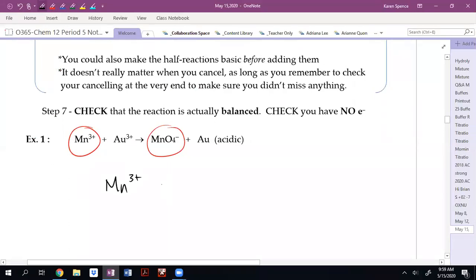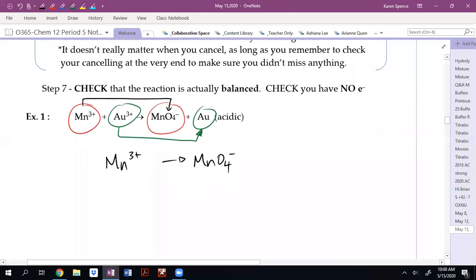Mn3+ must be turning into MnO4-. It's as simple as that. You just look and you say, these both contain Mn. That must be one half reaction. My other half reaction has to be the gold half reaction. I'm not going to have gold turning into manganese. That's like some weird alchemy stuff from the Middle Ages. We don't want that. We want gold turning into a different oxidation state of gold. So our other half reaction will be Au3+ going to Au.